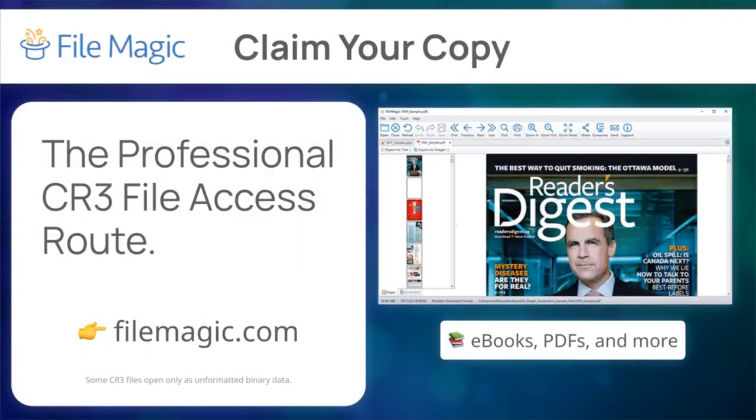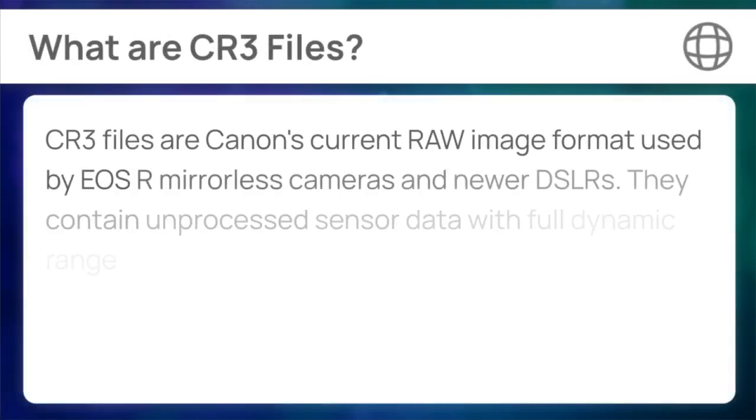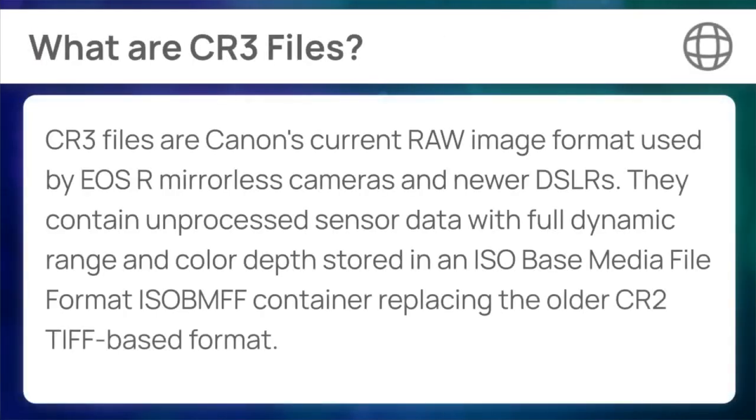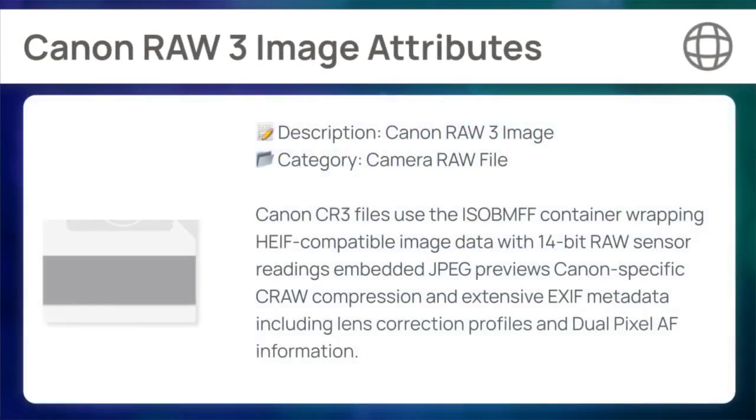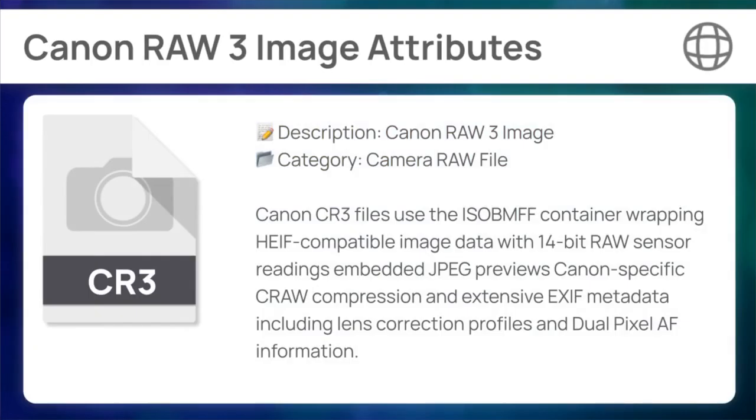file issues and formats. CR3 files are Canon's current RAW image format, used by EOS R mirrorless cameras and newer DSLRs. They contain unprocessed sensor data with full dynamic range and color depth, stored in an ISO-based media file format, ISOBMFF container, replacing the older CR2 TIFF-based format. Canon CR3 files use the ISOBMFF container, wrapping HEIF-compatible image data with 14-bit RAW sensor readings, embedded JPEG previews, Canon-specific CRAW compression, and extensive EXIF metadata, including lens correction profiles and dual-pixel AF information.